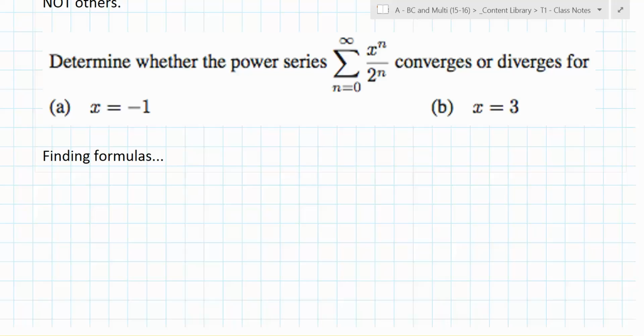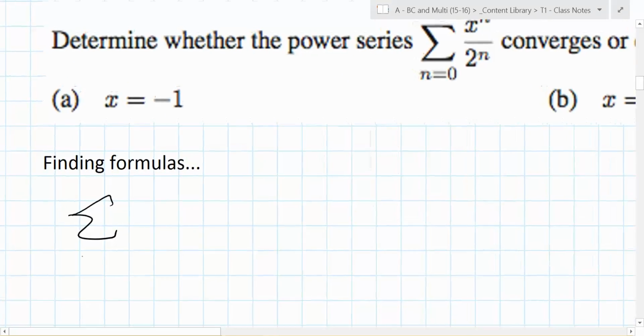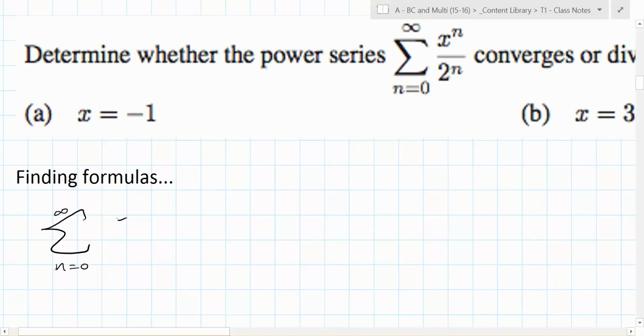So, like with that bonus question we just did, what's really helpful is to list some terms to see what this looks like. If x is equal to -1, what does that summation become? It becomes the sum from n equals 0 to infinity, that doesn't change, of -1 to the what power? -1 to the n over what? Not n, 2 to the n, exactly.